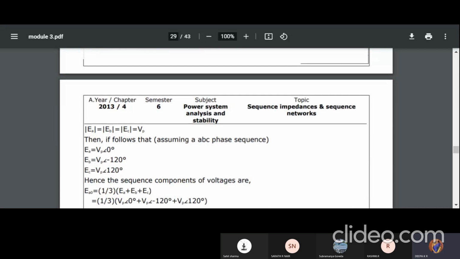Fine. Any doubts here? ABC phase. And always in problems also, they may specify what phase sequence has been given. Is it ABC or is it ACB? Just note down the first: EA equals, EB equals, EC equals.